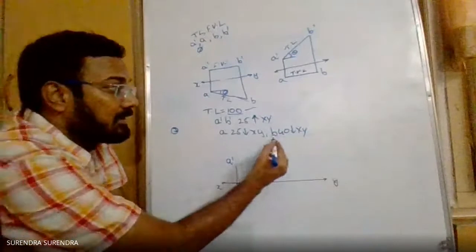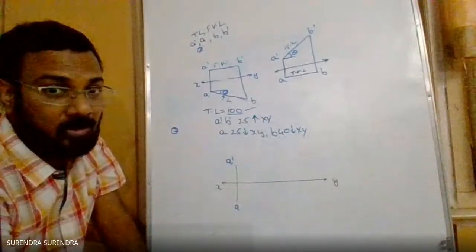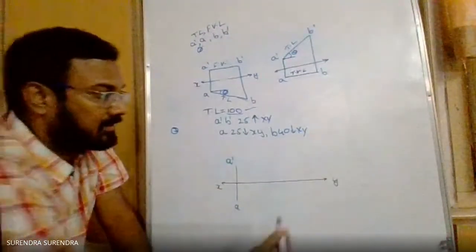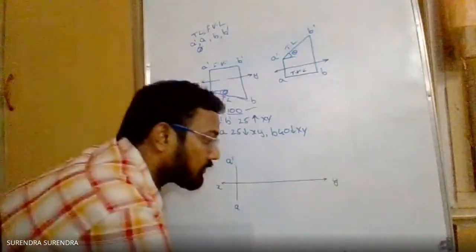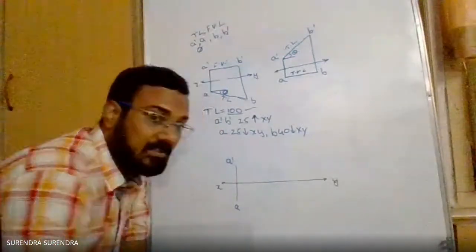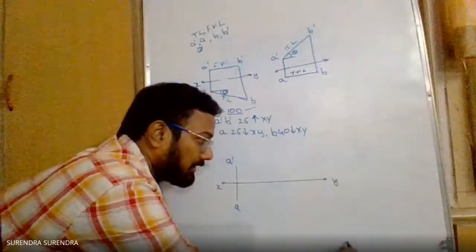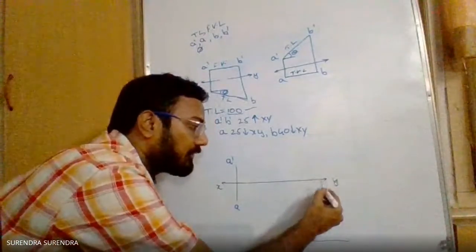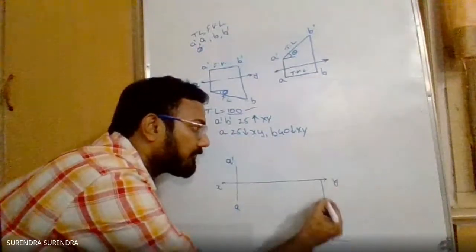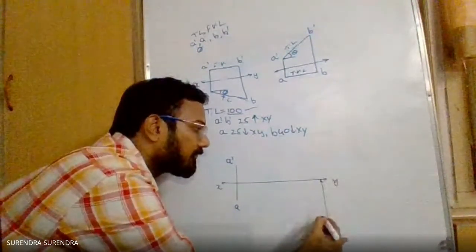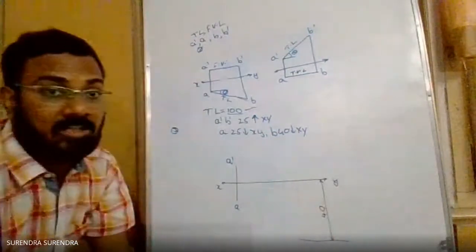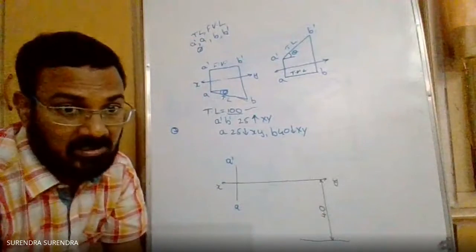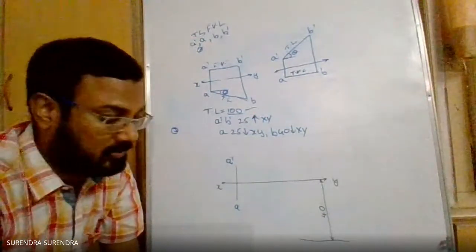Where is B? B is at a distance of 40 mm below the XY line. So what we have to do is draw a line parallel to the XY line with a 2H pencil, at a distance of 40 mm below the XY line.